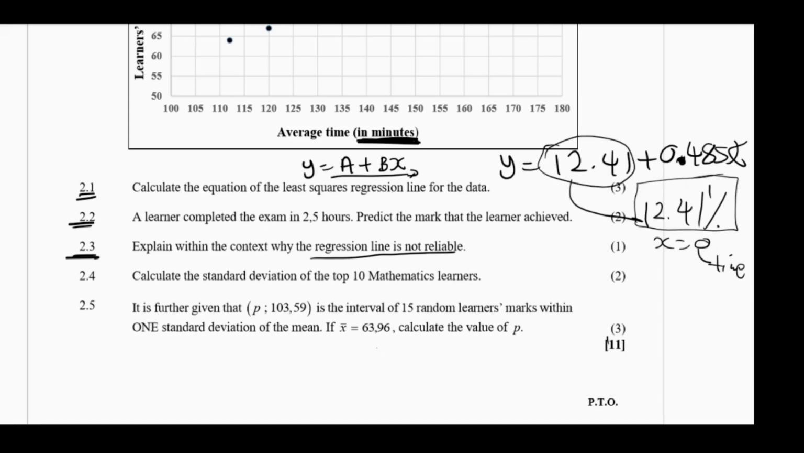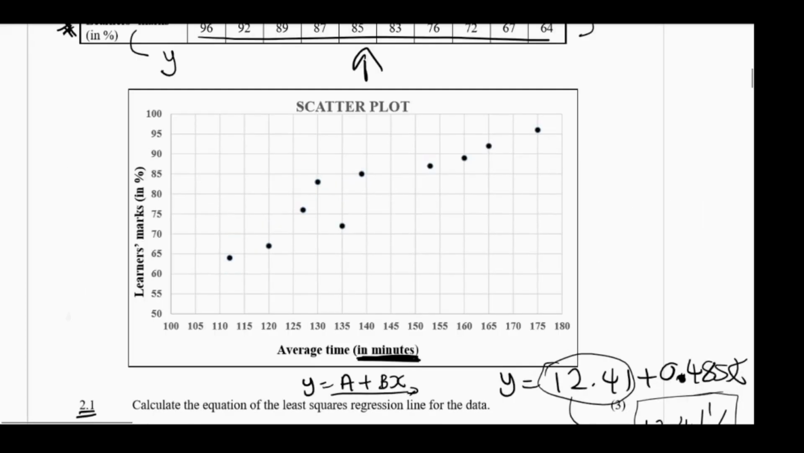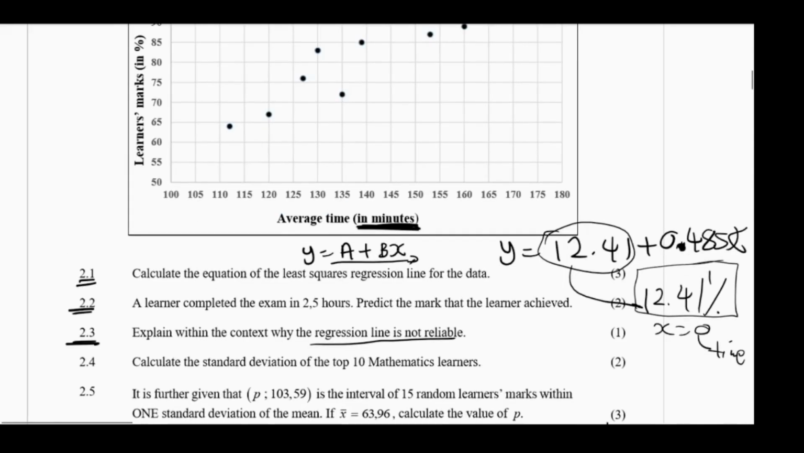If you look at the scatter plot, by the way, of these 10 students or these 10 learners, it doesn't really start at the intercept. So the intercept doesn't really exist according to this scatter plot, because if you can see here, it starts at 50. The marks start at 50. They don't really appear to have 12.41. So 12.41 doesn't really exist. So it makes the regression line not reliable.